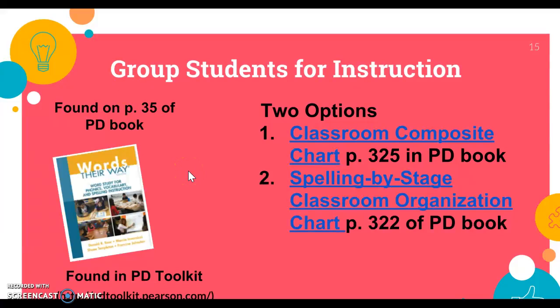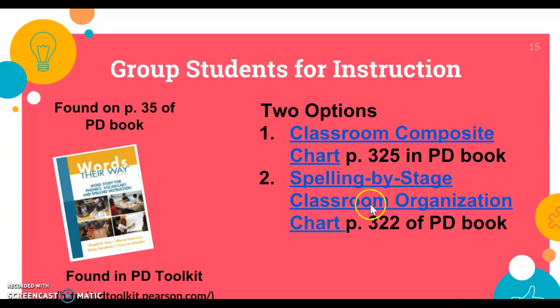So for grouping students for instruction, I am taking information found on page 35 of the PD book, so definitely look over that. And then the two documents that I'm about to share are on the PD toolkit for Pearson. So after you have given the elementary spelling inventory, also known as the QSI, after you have filled out the feature guide that we discussed in the previous video, you then will use one of these two charts to put your students into groups.